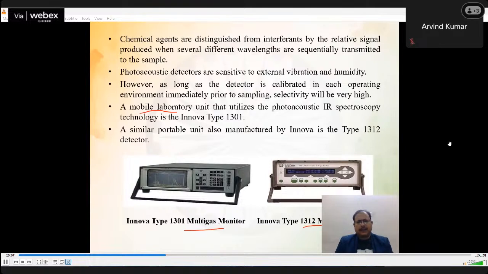They are just sending the signals and generating the conversion of energy into one form. This is a conversion of energy from one form to another, or you can say light being absorbed and generation of waves. Light absorbed and generation of waves is the basic mechanism of the multigas monitor. These are two figures which can be used for this particular thing.